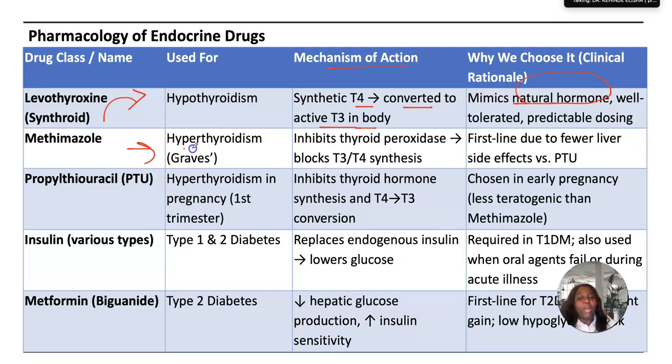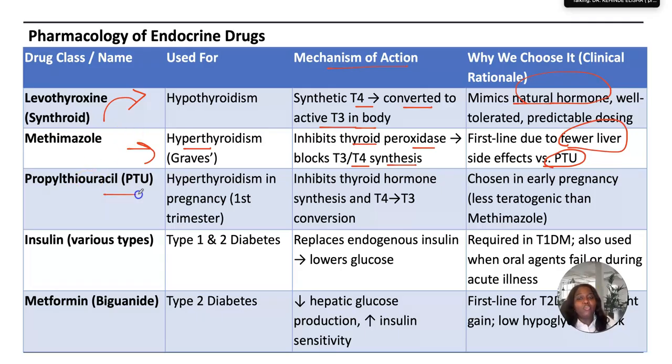Methimazole is used for hyperthyroidism. It inhibits thyroid peroxidase, blocks T3 and T4 synthesis. But why do we choose it though? Because it has fewer liver side effects versus PTU. PTU is also an option, but methimazole has fewer side effects. Because they will also ask you on the exam why you're choosing what you're choosing. They want to test that you actually know what you know, that you're not just guessing.